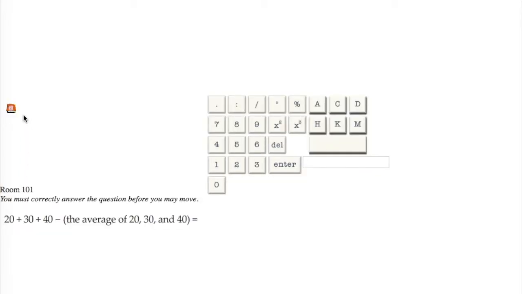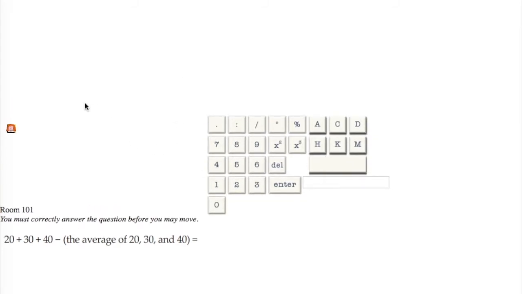The first thing, you're given a description of where you are. You're in room number 101. You're told that you must correctly answer the questions before you may move. Notice there's no moving arrows. And if I press the arrow on my computer, nothing really happens.